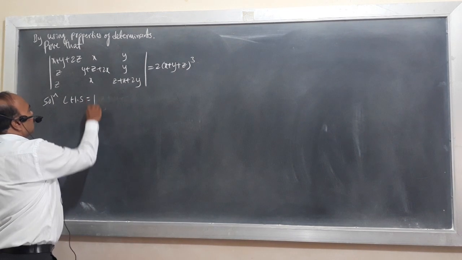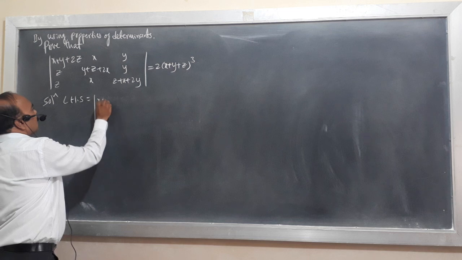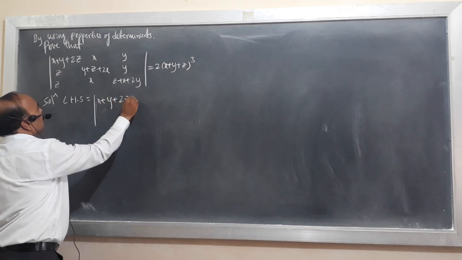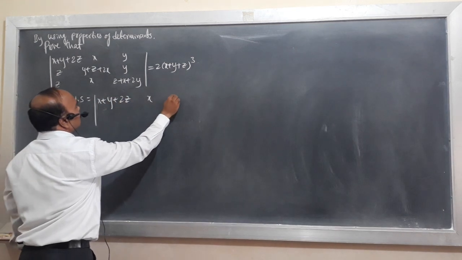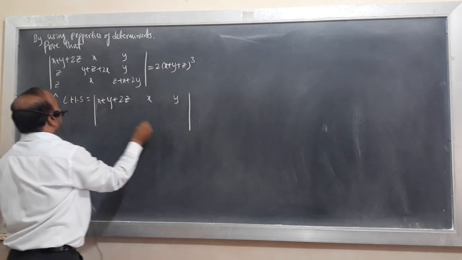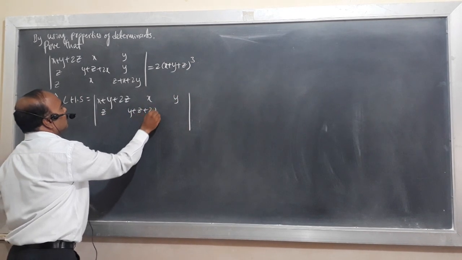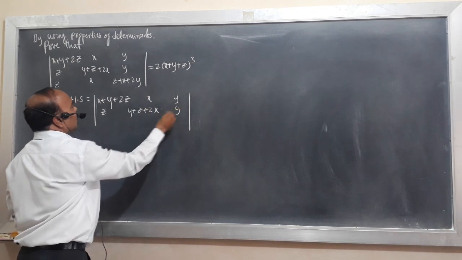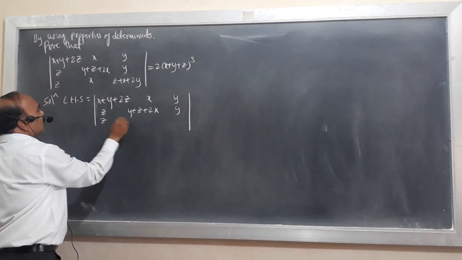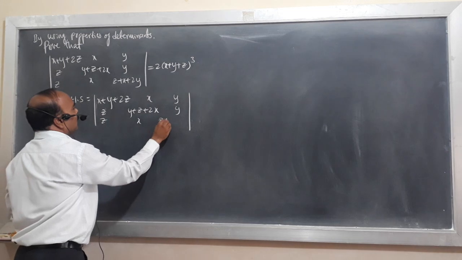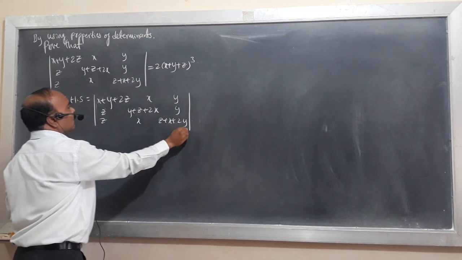Now I consider LHS. It is x plus y plus 2z, x, y; second row z, y plus z plus 2x, y; third row z, x, z plus x plus 2y.